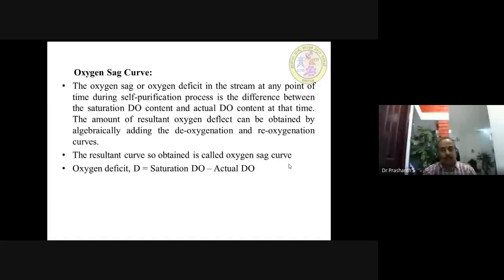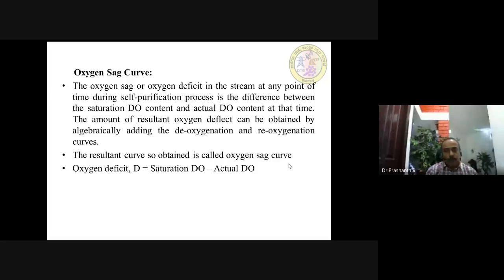What is this oxygen sag curve? The oxygen sag, also called the oxygen deficit in the stream at any point of time during the self-purification process. So you have to understand this. We are dealing with the self-purification process. It is the difference between the saturation DO content of the river and the actual DO content at that time.